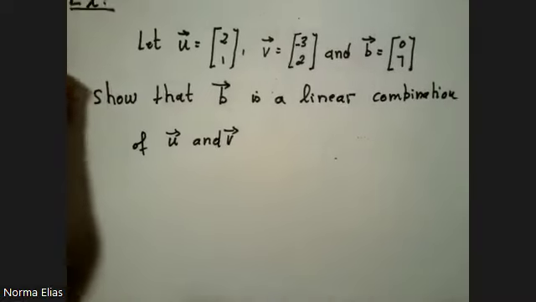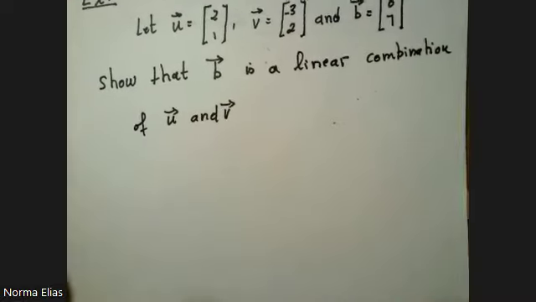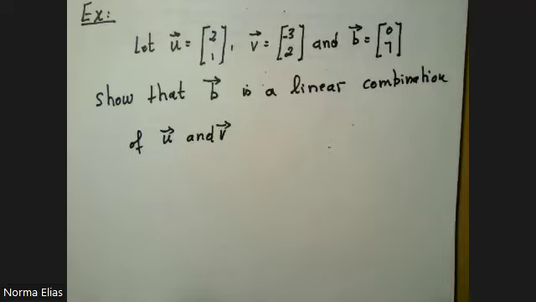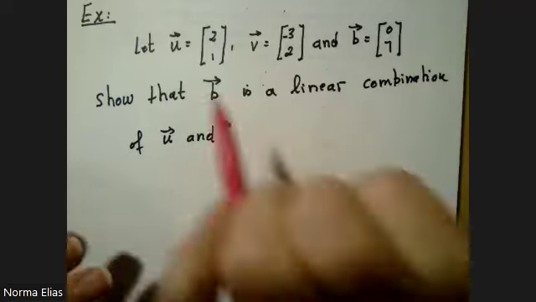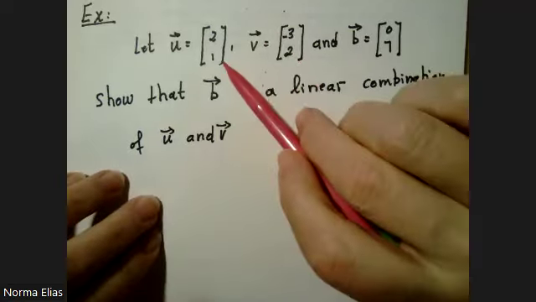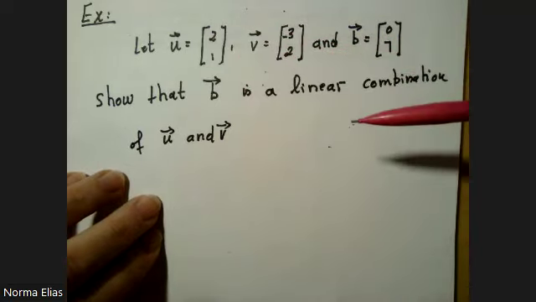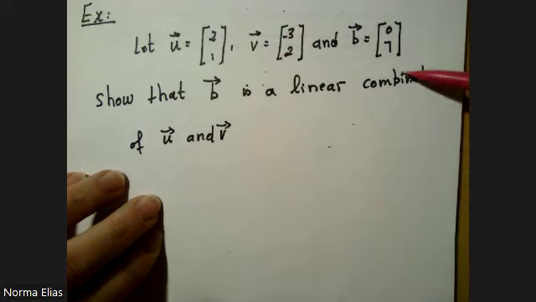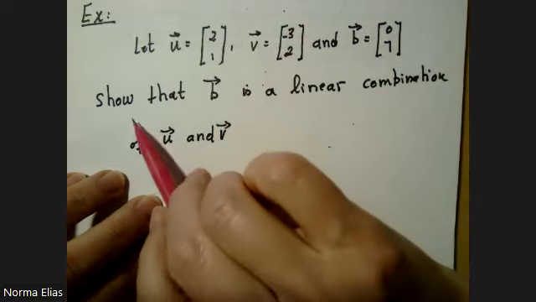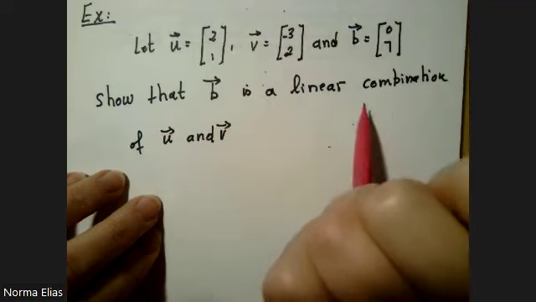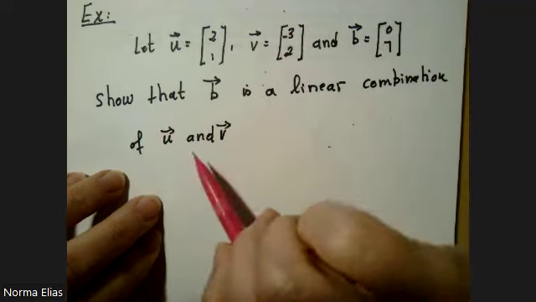As I said last time, if I go fast and you cannot write, let me know. But this is from last time. So now, example. Suppose u is the vector 2, 1. It's a vector in R2, so we can view it as the point 2, 1, and v is minus 3, 2. And b is the vector 0, 7. The question is, show that b is a linear combination of u and v.